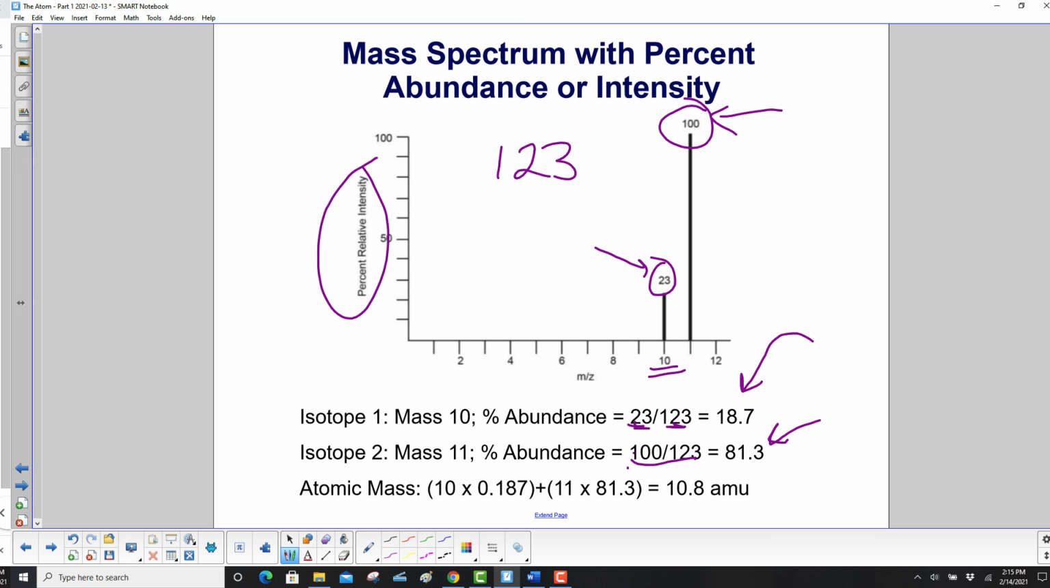To find the atomic mass, we multiply 10, that's the mass-to-charge ratio of the first one, times 0.187, plus 11, that's the second one here, times 0.813. Add them together, and we get 10.8 atomic mass units.